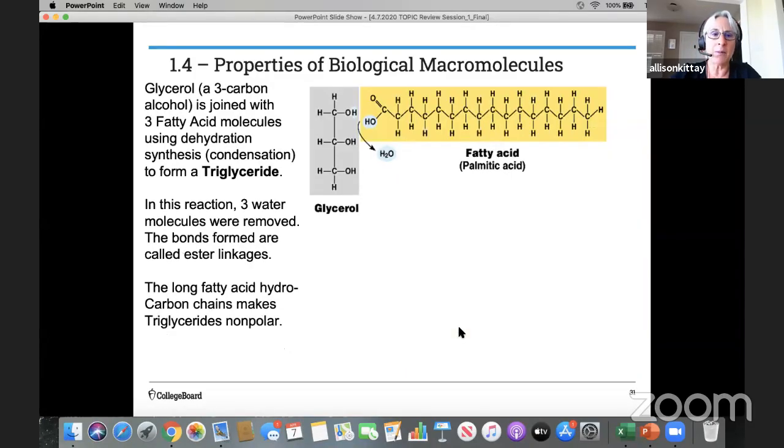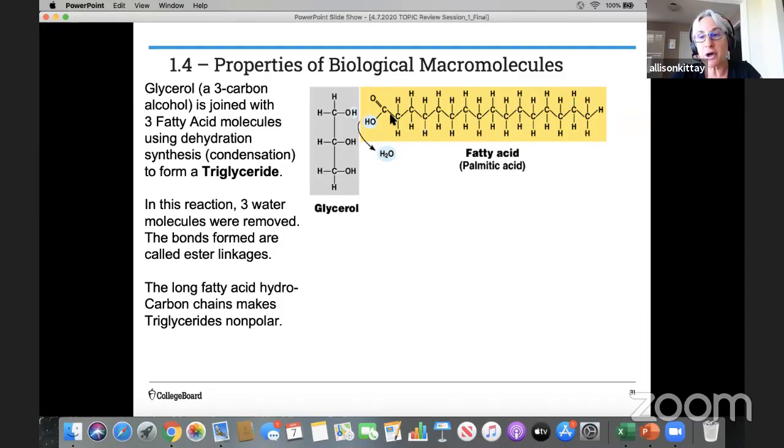Okay, so let's talk about how you build a triglyceride. So I'm showing you a fatty acid. In this case, it's palmitic acid, and you can see that this is a saturated fatty acid because there's no double bonds. You can also see that it's got this carboxyl group at the end, and it's going to give up a hydroxyl group. And then we've got a glycerol molecule, which is a 3-carbon alcohol, and it's going to give up a hydrogen when we use dehydration synthesis.